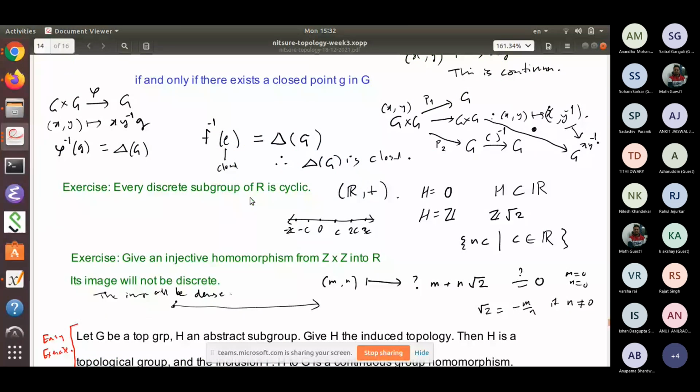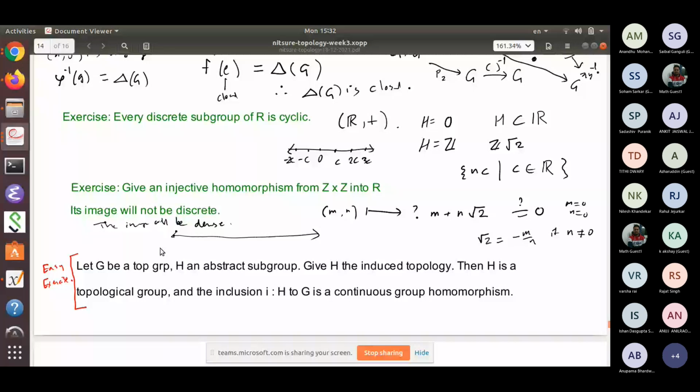Then we looked at discrete subgroups of R. The exercise was to show that they are cyclic. Have you guys succeeded in doing these exercises? Okay, your tutors will soon find out. This exercise somebody answered on the spot by saying send (m, n) goes to m plus n root 2. That was the correct answer.